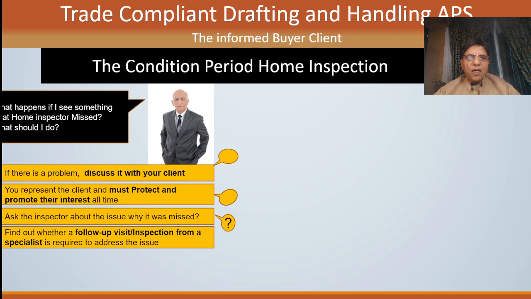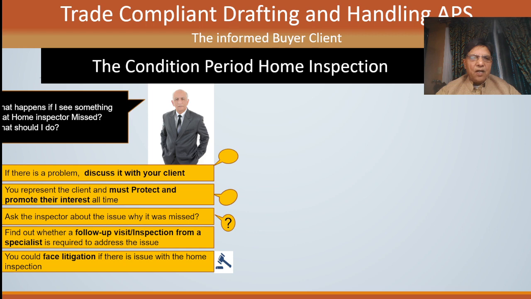Another thing is to find out whether a visit from a specialist is required. For example, if the inspector finds mold and he is not a mold specialist, and he is saying that, yes, it's a very small thing, still let your client know and ask the inspector if we need to have a mold inspector come in and check it out. So mention these things to your client, and write it down somewhere, or ask the inspector to write it into his report, so that you are safe. If you are not doing that, you could face legal liability if there is an issue with the home inspection.